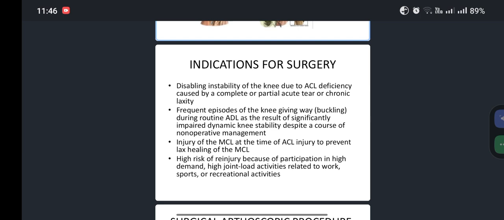Then if the ACL injury is associated with a medial collateral ligament injury, surgery should be performed to prevent lax healing of the MCL. Another indication is high risk of re-injury because of participation in high demand, high joint load activities related to work, sports and recreational activities. As we discussed earlier, that is how we choose between conservative and surgical treatment. If a sport-specific person is involved in high demand activities, he or she should go for operative management of the ACL tear.